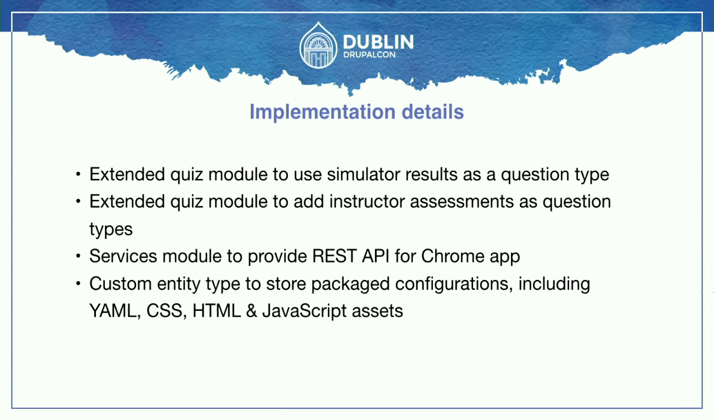So from a nuts and bolts standpoint, what we did is we extended the quiz module, which is part of the Opigno distribution, to add some additional question types. That's how it interacts with making it so that you have data. So rather than just having a question type that's multiple choice, we have a question that is a simulated result, so we have somewhere to store our data against.